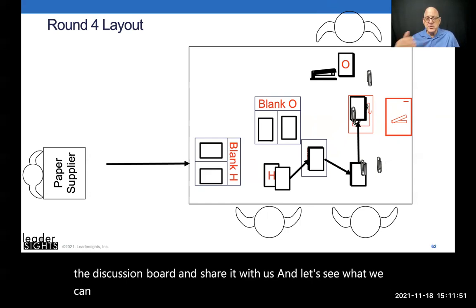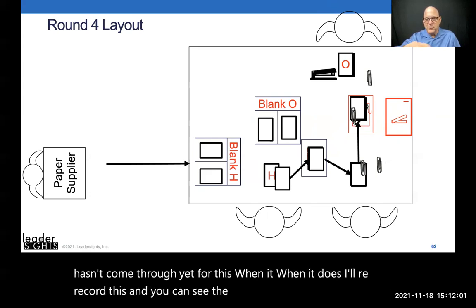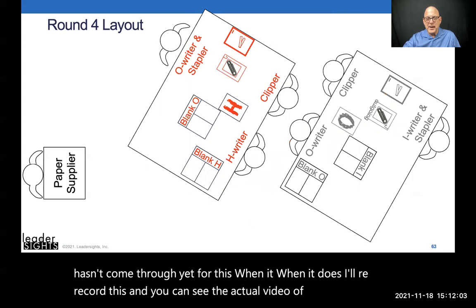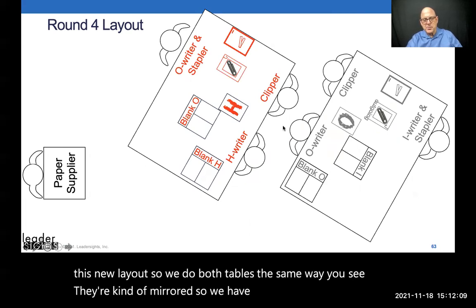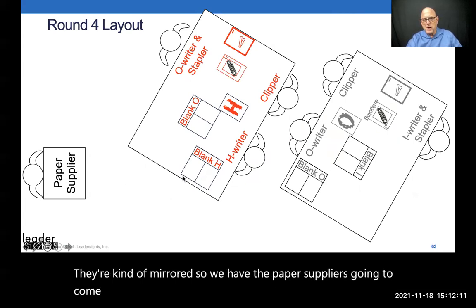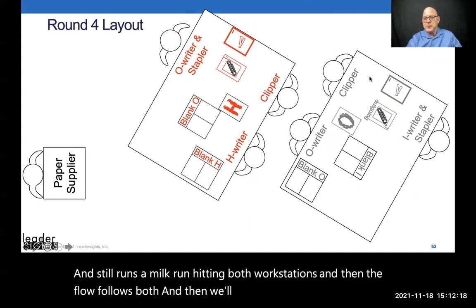I'll show you the typical results that we get. My animation hasn't come through yet for this. When it does, I'll re-record this, and you can see the actual video of people working in this new layout. So if we do both tables the same way, you see they're kind of mirrored. So we have the paper supplier is going to come in and still runs a milk run, hitting both workstations, and then the flow follows both, and then we'll have somebody coming picking up and counting.